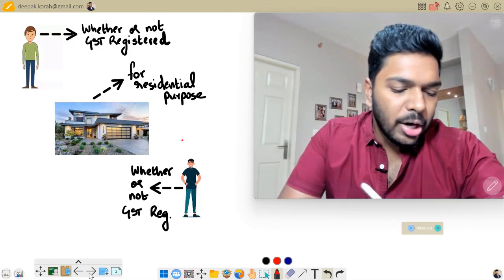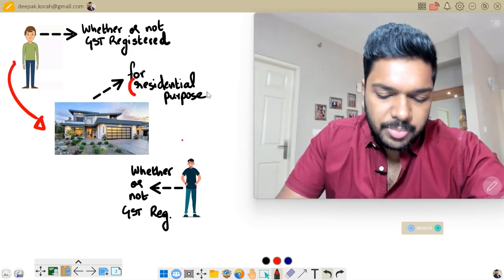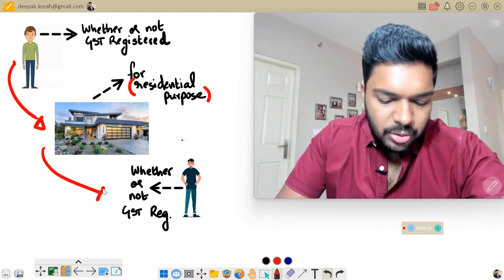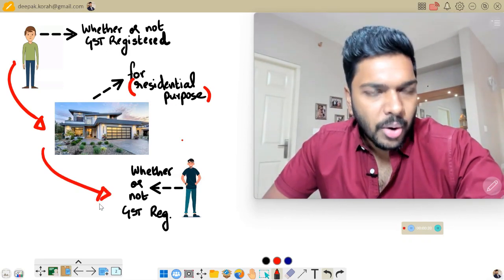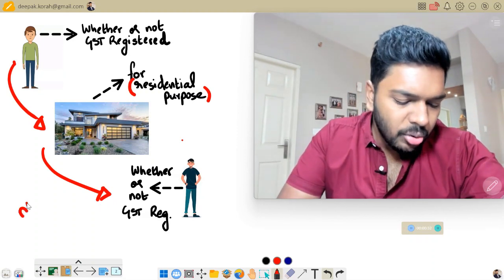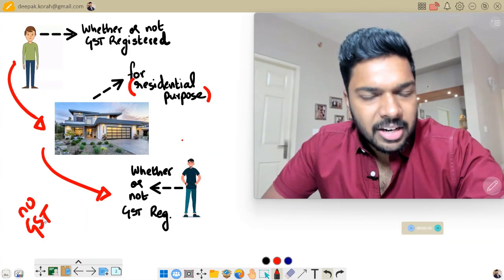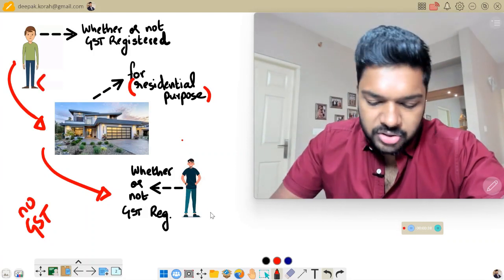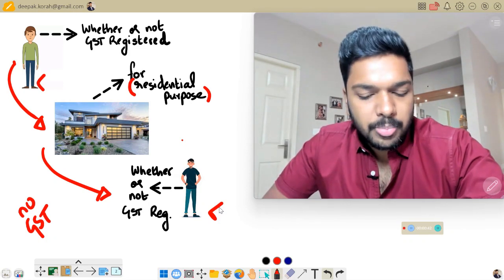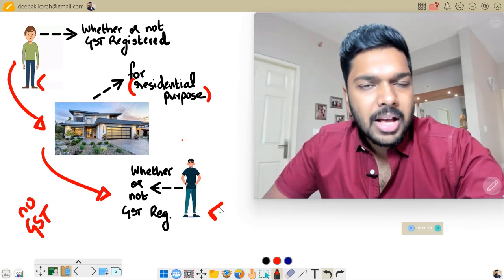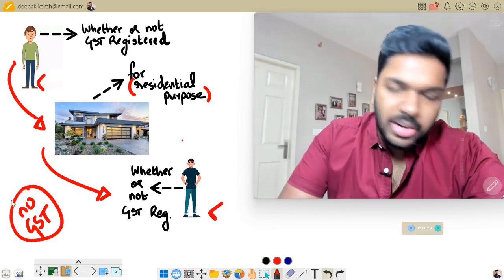Now here you have a landlord and he's letting out a property which is primarily used for a residential purpose, and this property is being let out to a tenant. Now in this case, up to July 2022, there was absolutely no GST on these kind of transactions. It was immaterial whether the landlord or the tenant was registered under GST, so long as the property in question was a property which was primarily used for residential purposes. There was absolutely no GST on these kind of transactions.